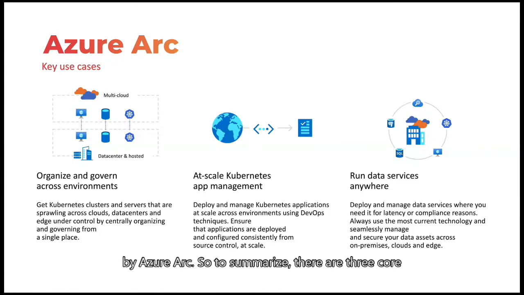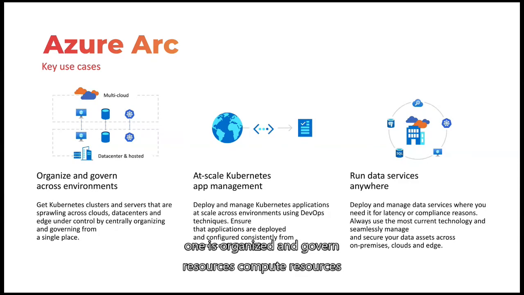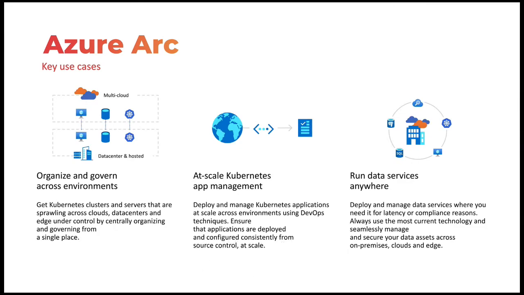So to summarize, there are three core capabilities or use cases addressed by Azure Arc. The first one is to organize and govern compute resources across environments. Second, leverage Kubernetes for managing scalable workloads, both stateless and stateful. And finally, bring Azure managed services like data services to Azure Arc environments running Kubernetes.